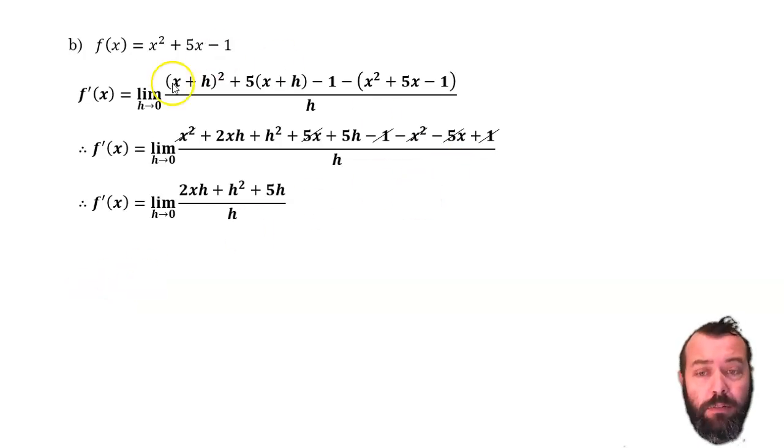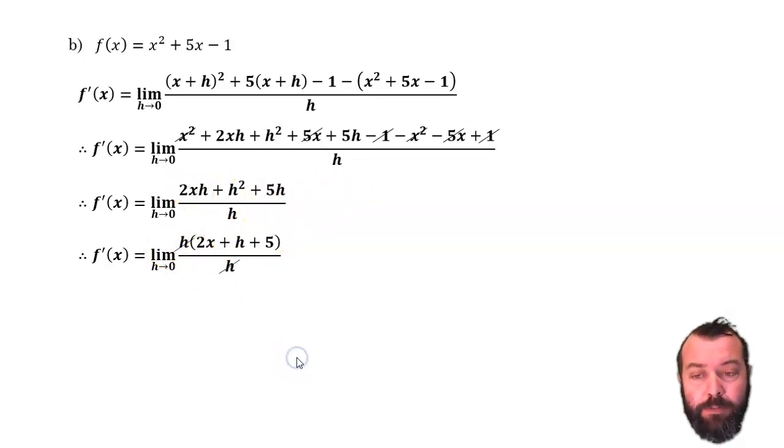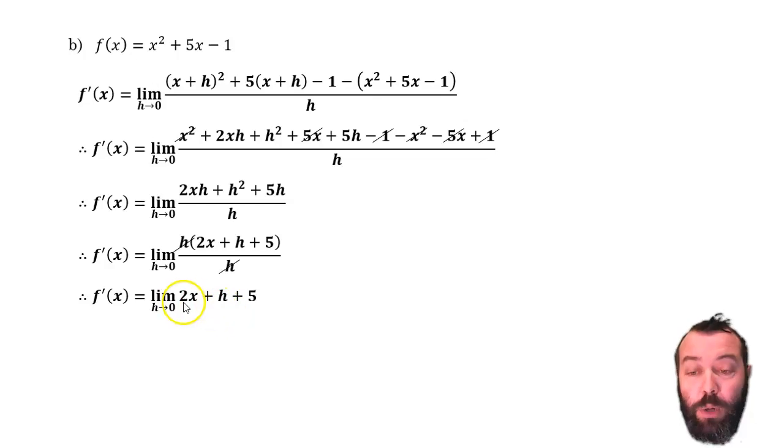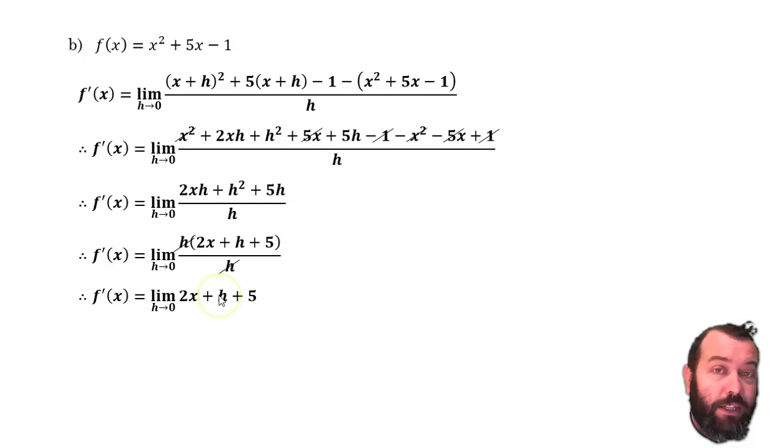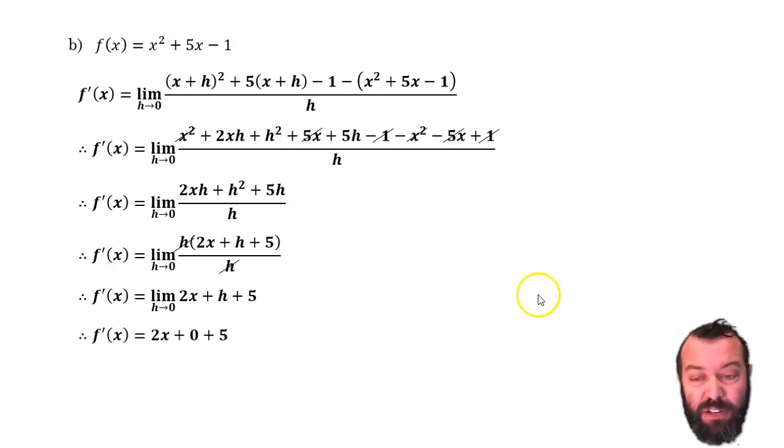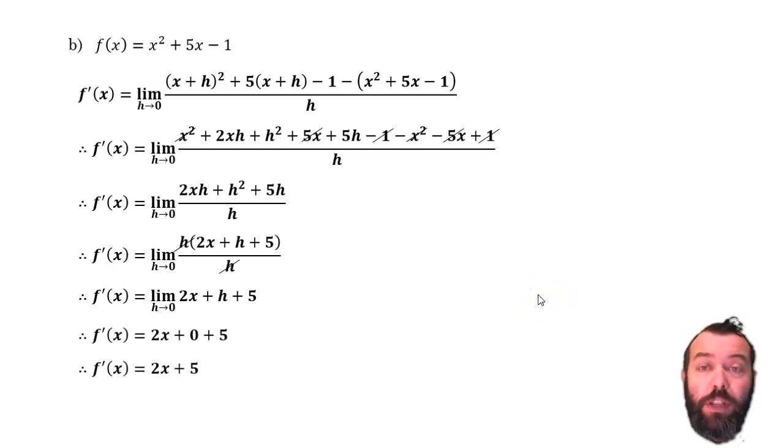Okay, pause if you like and follow that along. Now I'm going to factorise the numerator there, take the h's out and cancel. So now my derivative is the limit as h approaches 0 of 2x plus h plus 5. Now I can substitute h equals 0 into that because it's not causing me any grief dividing by 0. So I get 2x plus 0 plus 5, which is just 2x plus 5. So the derivative of x squared plus 5x minus 1 is 2x plus 5.